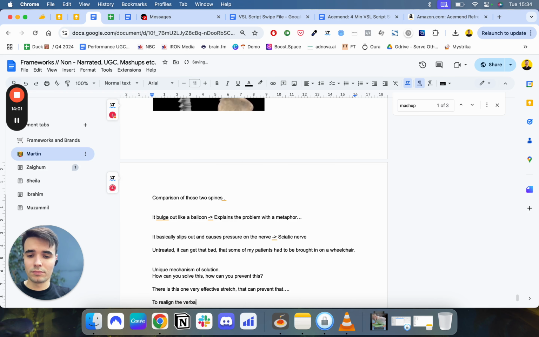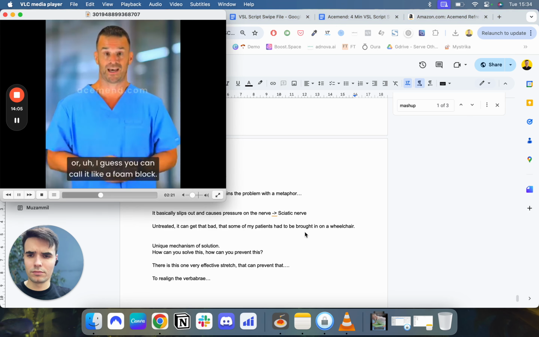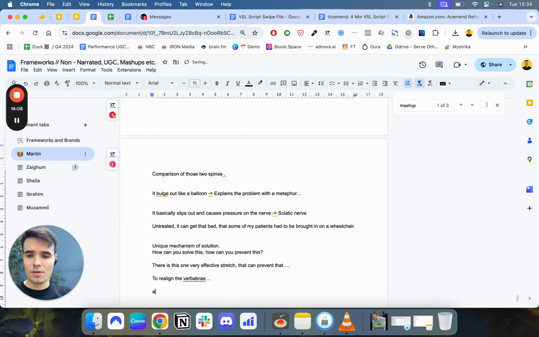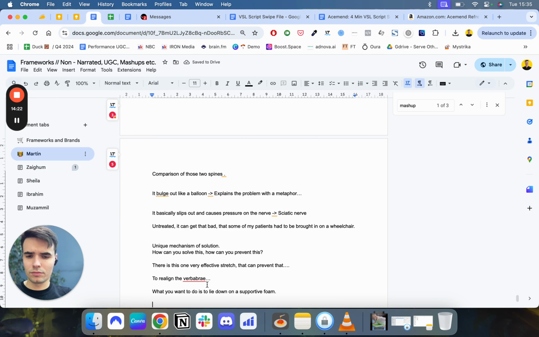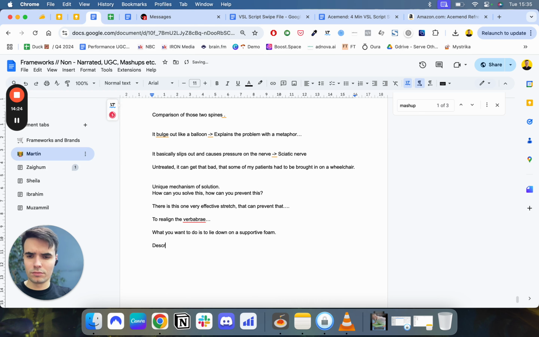What you want to do is lie down on a back-supporting foam. I guess you can call it like a foam block. It's firm. It has to be, so that when you lie down on it, it puts enough pressure in the direction of where your spine should curve so that it restores its natural position.